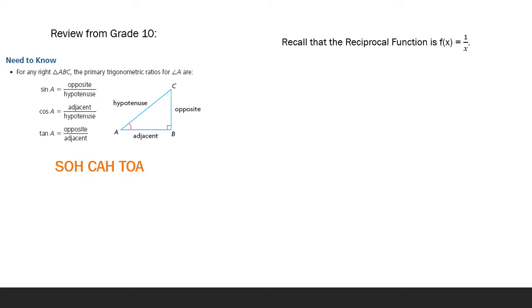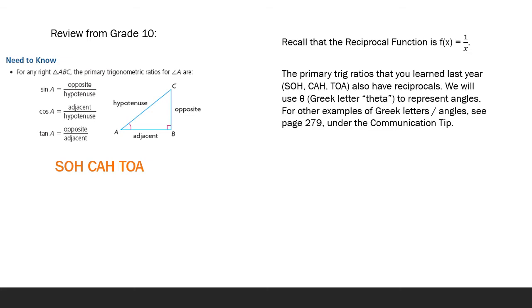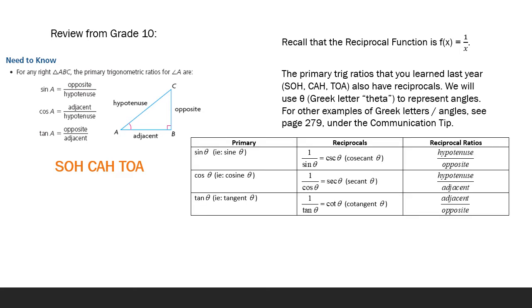Now something new we have this year is the reciprocal function, f of x equals 1 over x, and we're going to match that up with trig now. The primary trig ratios that you learned last year, SOH CAH TOA, also have reciprocals. We're going to use this Greek letter theta to represent angles. You might have just used an X or a letter last year, but we're going to use theta a lot. There are other common Greek letters used in trigonometry, and you can take a look at them on page 279.